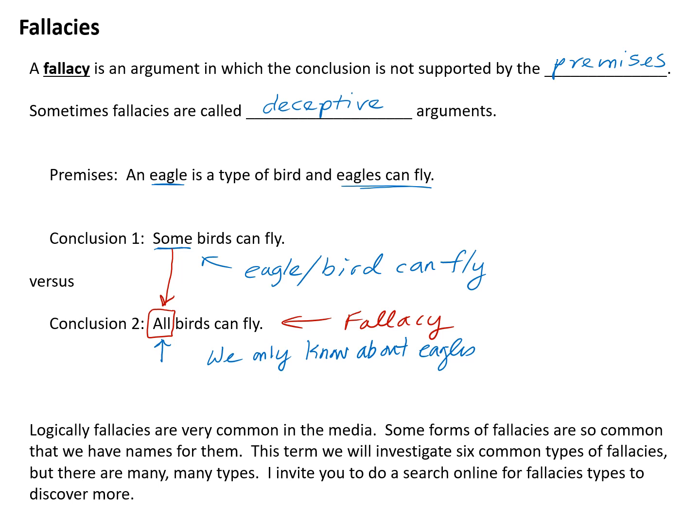There are lots of fallacies that are very common in the media. And in fact, some forms of fallacies are so common we have names for them. This term, we're going to investigate 6 common types of fallacies, but there are many, many types, and it's kind of fun if you do a search online for them.